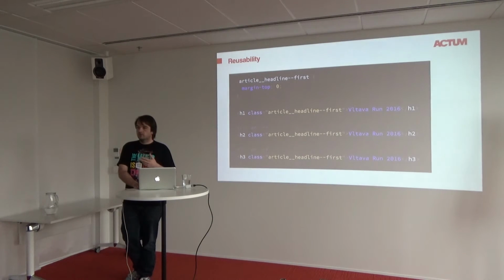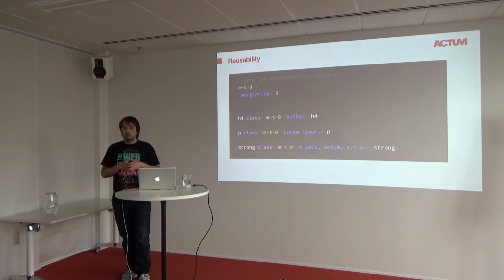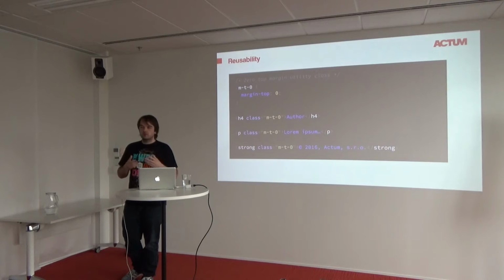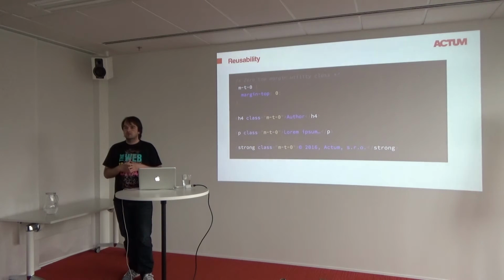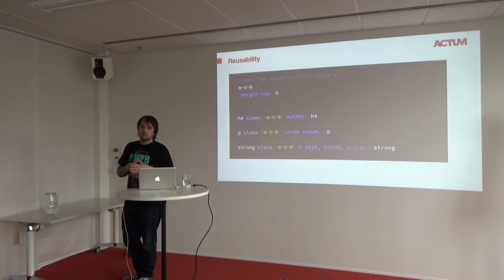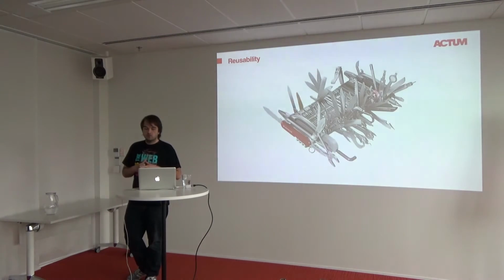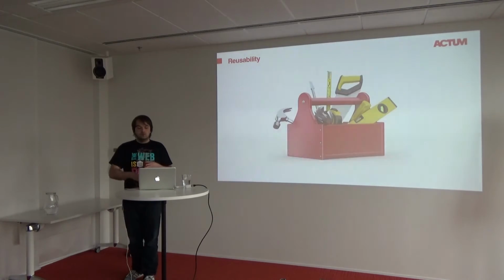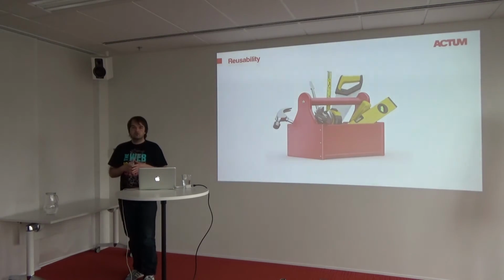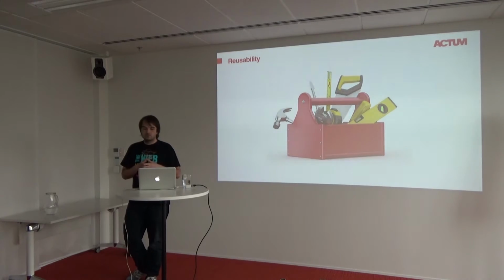Or we can go even further and introduce a so-called utility class, which can then be used not only for the headlines, but for all the elements on the page. For headings, paragraphs, inline elements, tables, forms, or even for the body or HTML tag. So our reusability no longer looks like this. We have a box of components and tools which we can use to improve our practice in front-end development. So this was reusability.